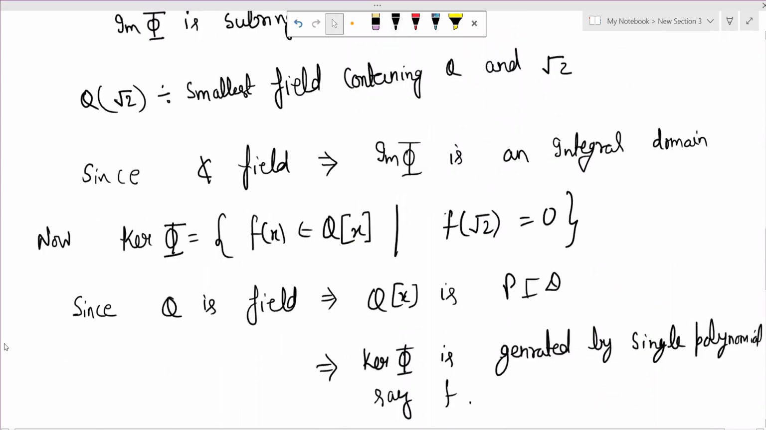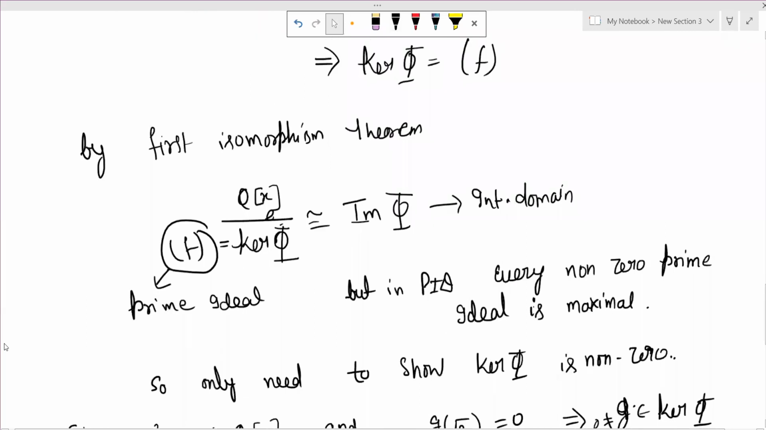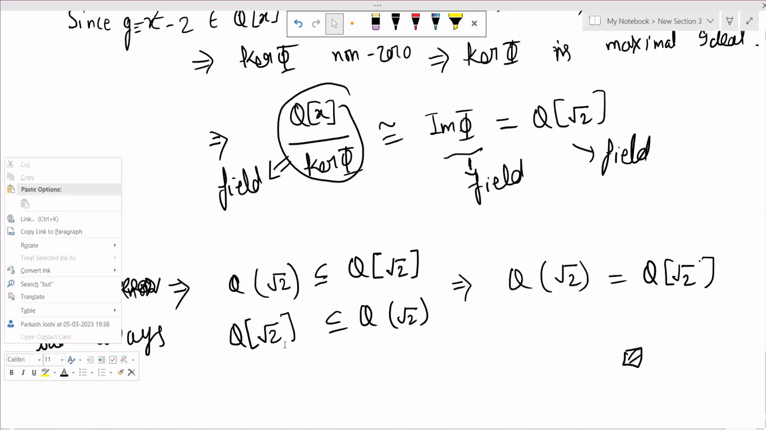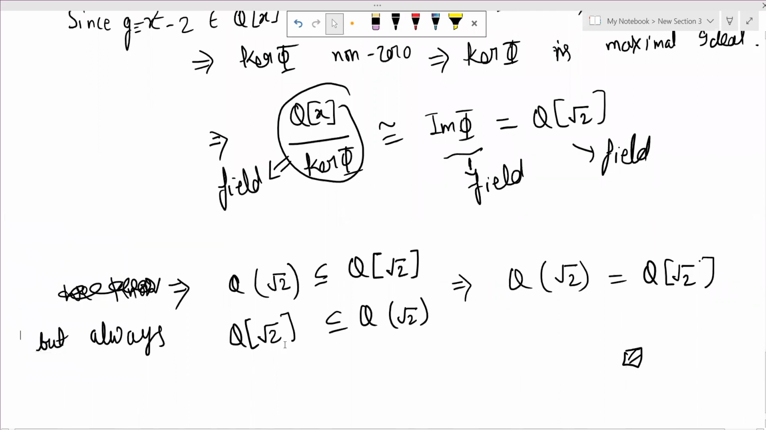Is this clear? It is clear. Whether it is valid if root 2 is replaced with any other irrational number? Any irrational number is not valid. Suppose you replace it by pi, the transcendental number pi.